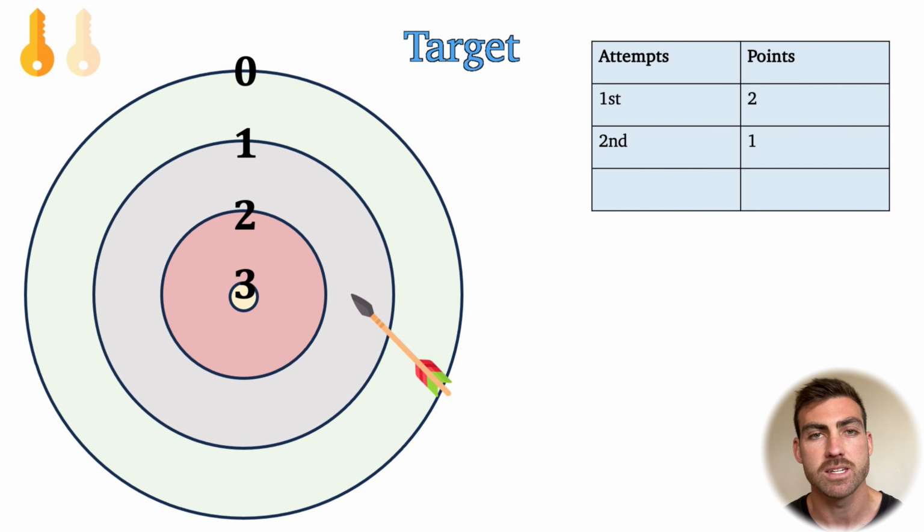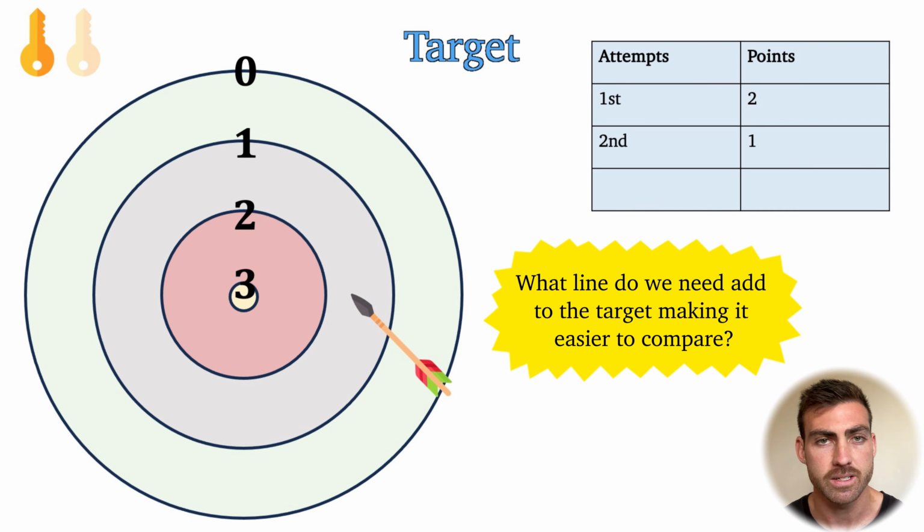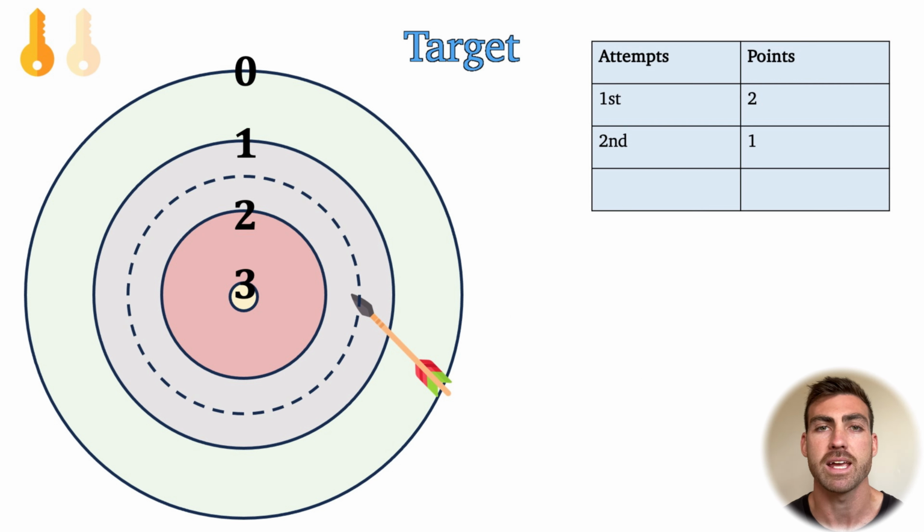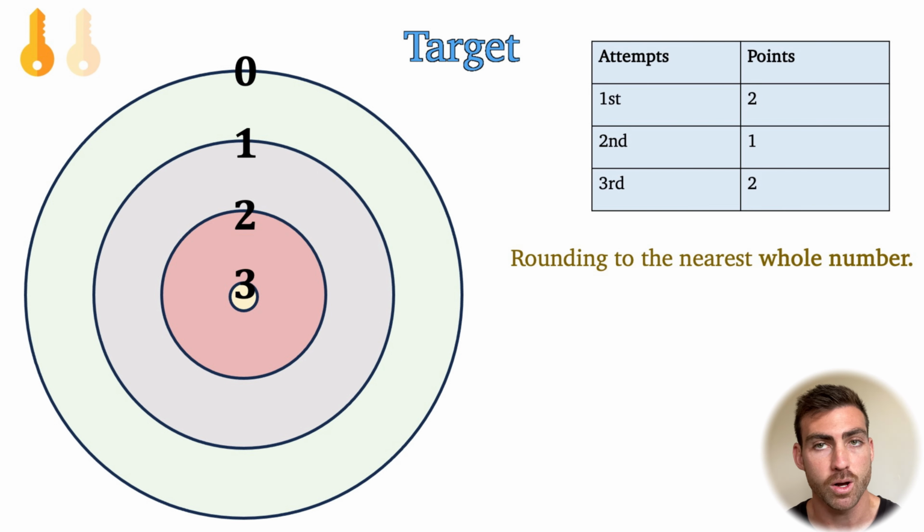Now, what happens in this scenario? How many points does this arrow get? Here it is very difficult to actually tell which is closest. What line do we need to add to the target so that it makes it easier to compare? Yes, we need to have a halfway line. Essentially, any arrows that fall below the halfway line, we round down, and any arrows that hit halfway or above, we round up. We can easily see that it is now closer to the 2 points. These are examples of rounding to the nearest whole number.